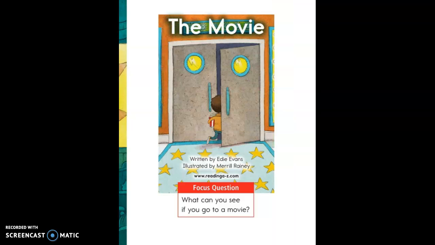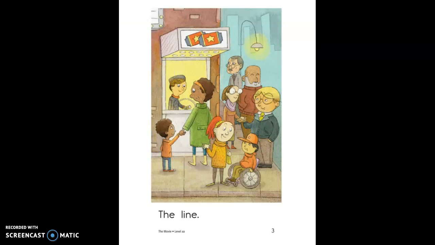While we read, we're also going to notice a pattern. So if we look at the first page, we see the beginning of our pattern. Our pattern is going to be the blank. So on page 3, our pattern is the line. So every page is going to start with the word the because this is our pattern.